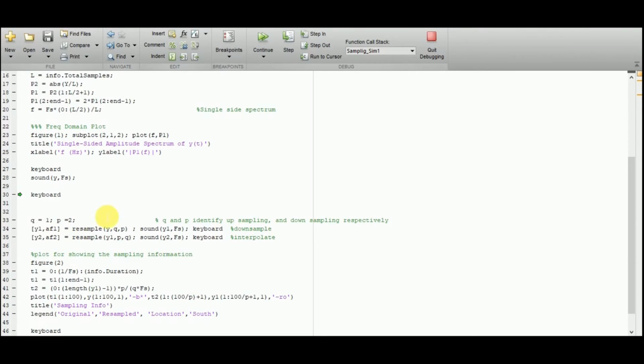Right, so as a first step, I would resample the y, right? The Q is set to 1 and P is set to 2. So I would play the sound. Originally the sound was 9 seconds, so now it would reduce to roughly around 4.5 seconds.